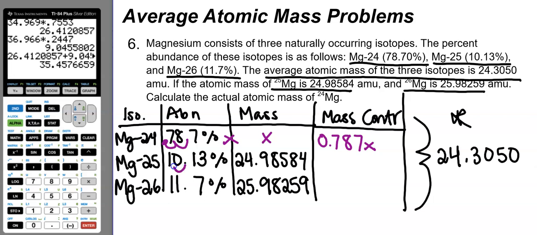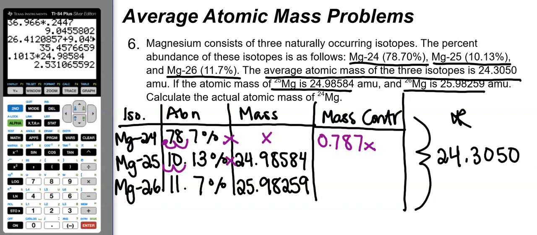Now we can calculate the mass contribution for magnesium 25 because we have our percent abundance and our mass. So we'll do 0.1013 times 24.98584.